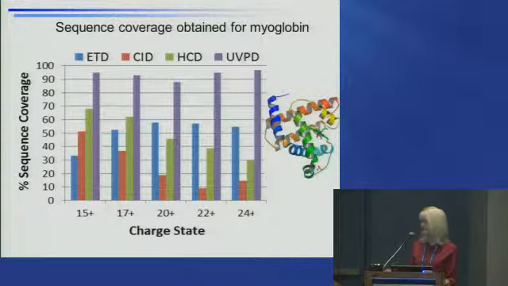And you can see for ETD, it actually gets a little better with charge state, averaging up to about 50% sequence coverage. The collision-based methods, which are CID and the higher energy HCD methods, their bars tend to go down with higher charge states, which is common for these proteins and collision-based methods. And UVPD actually outperforms these for this protein myoglobin, with close to 90% sequence coverage for quite an array of different charge states.